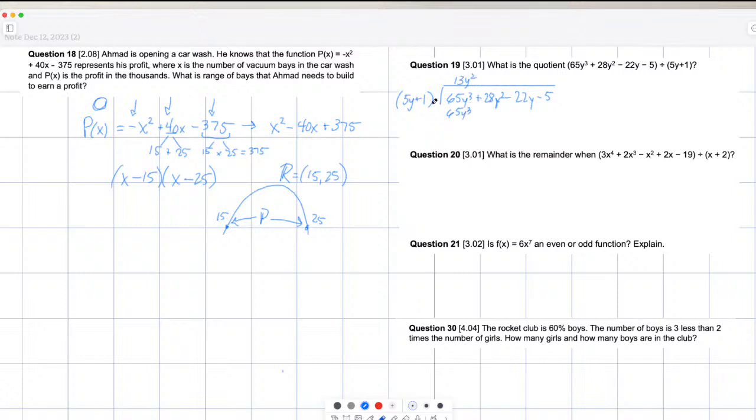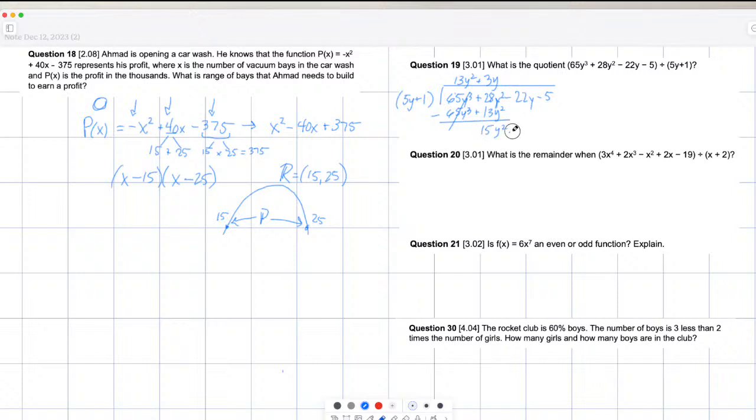And 13y squared times 1 is 13y squared. And then, like regular division, we're just going to subtract that second line. So this minus this is gone, and 28 minus 13 is 15y squared. So what do we multiply 5y by to get 15y squared? We're going to add 3y. So 3y times 5y is 15y squared.